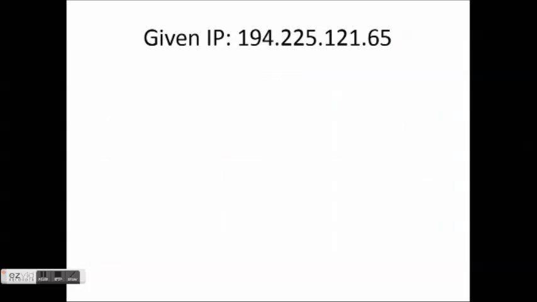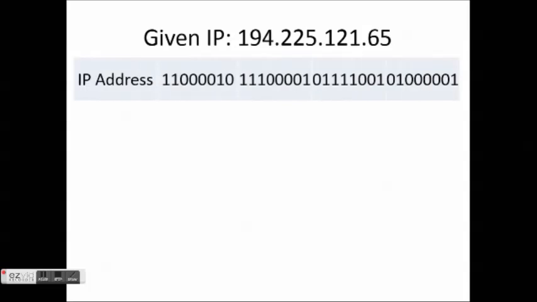Subnets are created when the dividing line between the network ID and host ID is moved within the 4 octets. So if bits from the host ID become bits in the network ID, how then can we tell which bits belong to the network and which ones belong to the host? Suppose we are given the IP 194.225.121.65. In order to draw our dividing line, we need a subnet mask.